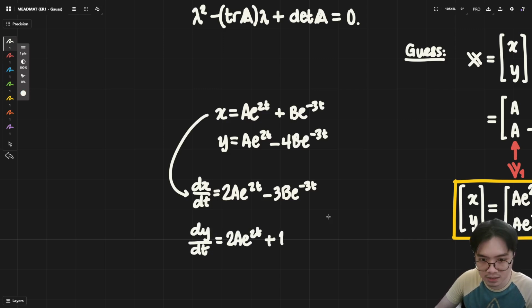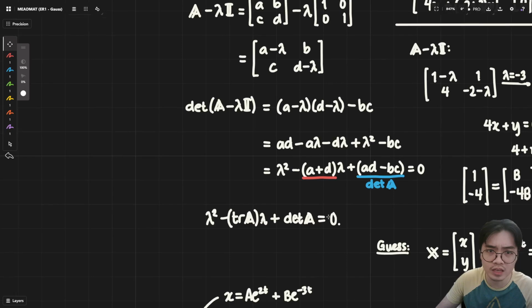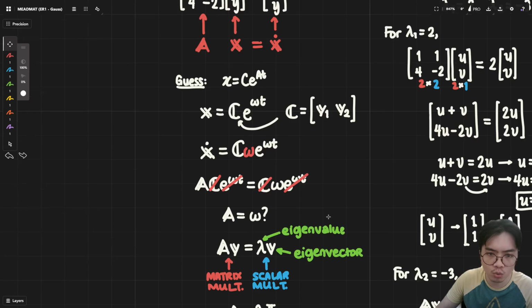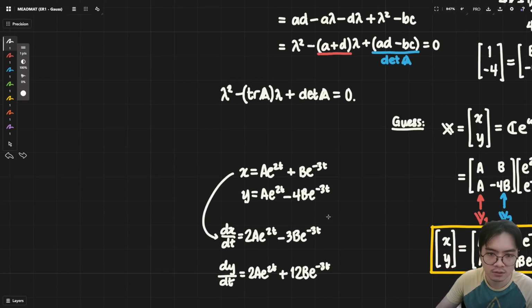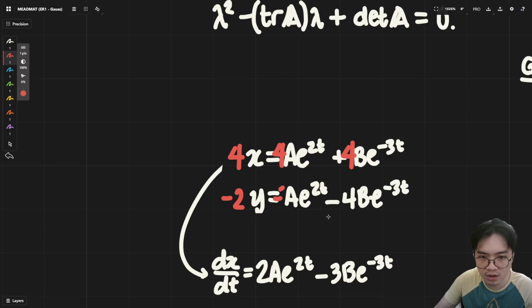Minus or plus 12b e raised to negative 3t. So let's try this out. What is our value of dy over dt? That should be equal to 4x minus 2y. So 4x, so this is just 4. This is 4. And then minus 2y, so minus 2a. Let me just overlay this with other colors: 4, 4, 4, negative 2, negative 2, positive 8.